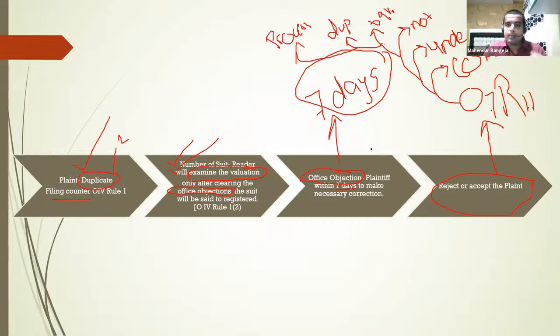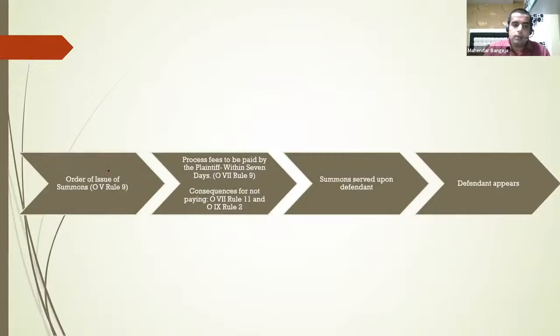Now if the plaint is accepted, then what happens? Then the court orders issue of summons. The court will say, issue summons, and within 7 days of the said order, you will have to pay the process fee. If the plaintiff fails to pay the process fee, then the suit will be dismissed, or the plaint can be rejected also, as I told you earlier.